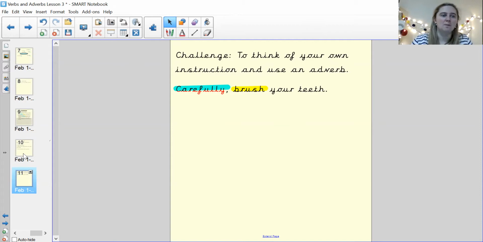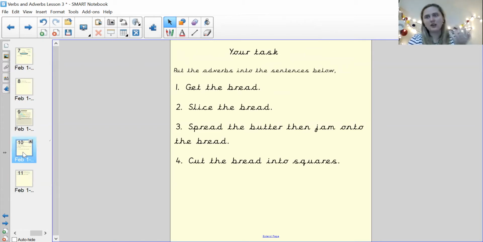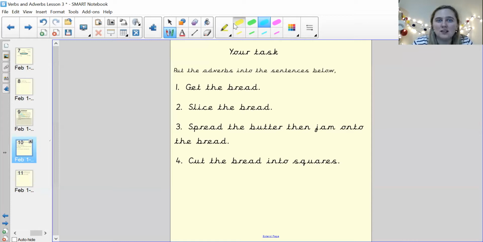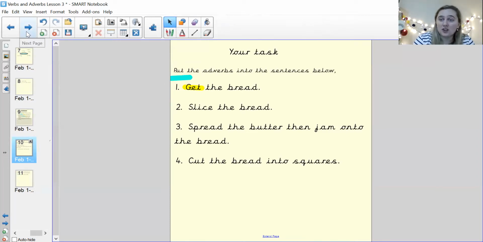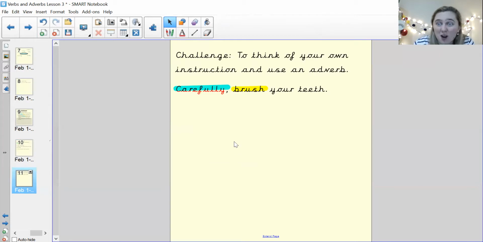Fantastic. So, challenge number 1 is the work. Write those 4 sentences, but add an adverb. If you really wanted to, you could use the same colours as me and highlight your verb and when you add it, your adverb. Okay? And then if you would like to do the challenge, write your own sentences with adverbs and verbs.